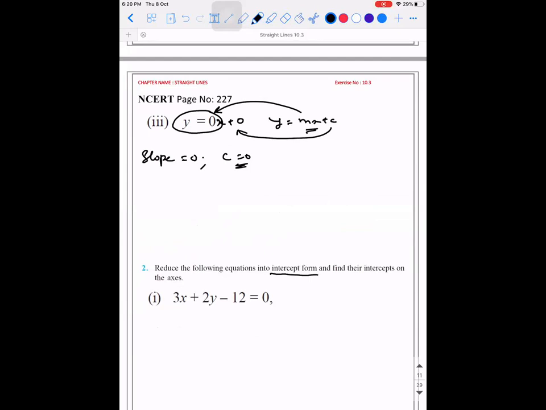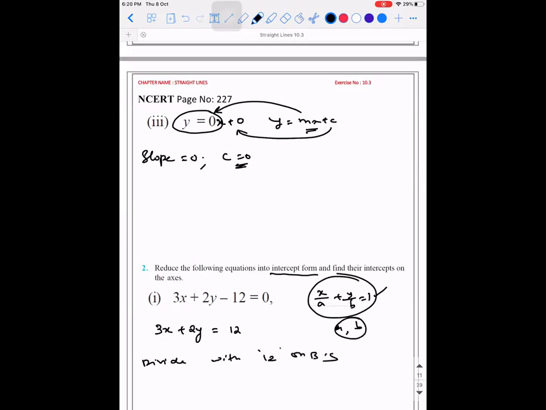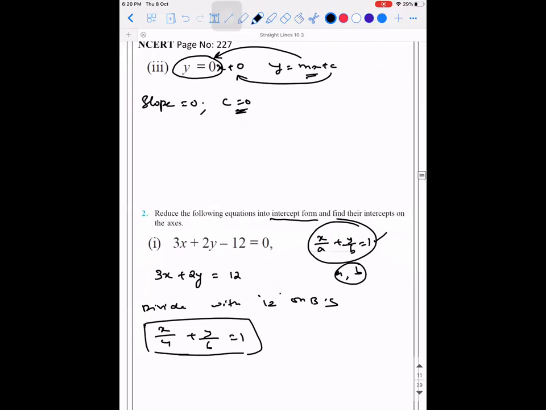So how to do this: 3x plus 2y is equal to 12. We know that the intercept form is x by a plus y by b is equal to 1, and the x-intercept and y-intercept are a and b respectively. Since the right hand side should be 1, you need to divide by 12 on both sides. When you divide by 12 on both sides, x by 4 plus y by 6 is 1. So this will be the intercept form, and x-intercept is 4, y-intercept is 6.